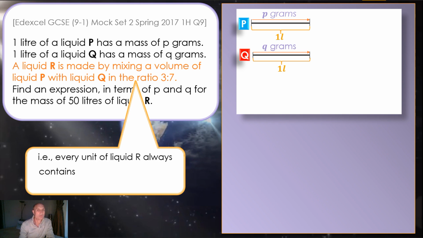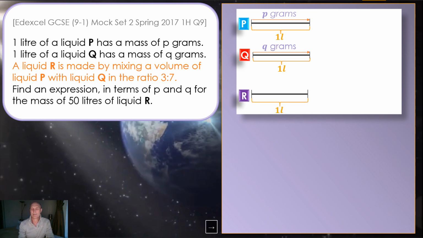which is a mixture of the volume of the liquids P and Q in the ratio 3:7, which we can restate in this way. For every unit of liquid R, it's always true that it contains 3/10 of mass P and 7/10 of mass Q. Now, graphically represented, this information looks like this. 1 liter of liquid R contains in terms of mass 3/10 P plus 7/10 of Q grams.